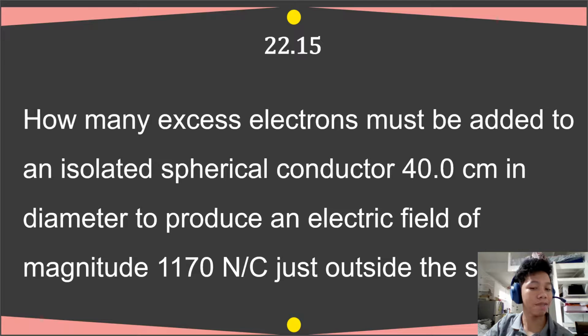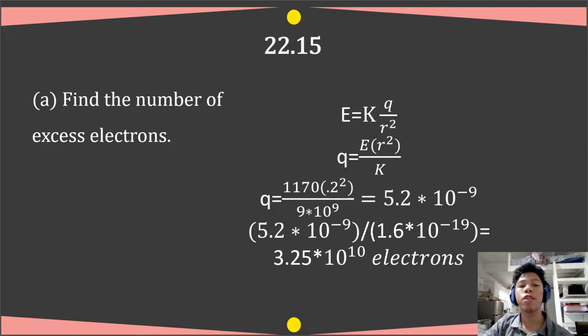Next problem. How many excess electrons must be added to an isolated spherical conductor 40 centimeters in diameter to produce an electric field of magnitude 1170 newtons per coulomb just outside the sphere? First of all, we're tasked to find the number of excess electrons.